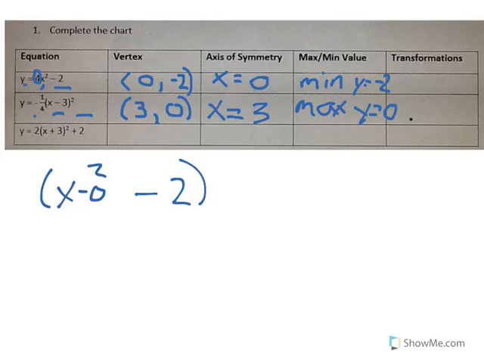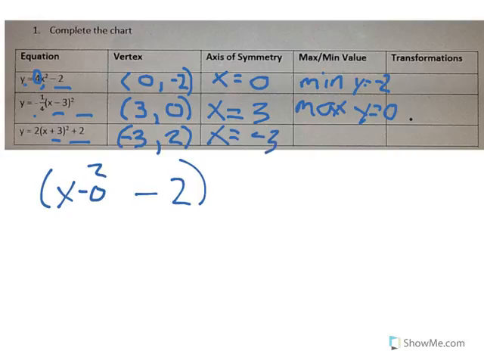So for number 3, y equals 2 (x plus 3) squared plus 2. Our first thing is our vertex, again already in vertex form, so we can see we have our two values, h and k. So we're going to take the opposite sign. So our x value is going to be negative 3, and then the y value is exactly what's listed there. So negative 3 and 2. Axis of symmetry is just x equals negative 3.